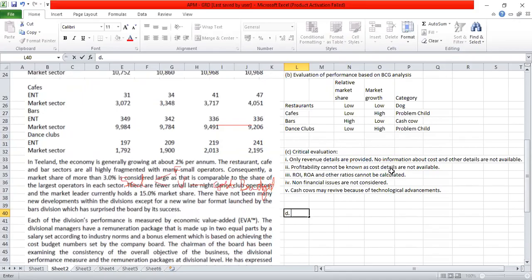But when we have categorized these units, two of them are problem child. Problem child have scope for growing. If they want to grow along with the growth in the market, they should put in additional investment. So out of the 4 units, 2 units require additional investment. But on the other hand, according to cost budget, they cannot keep on spending money, but they should focus on saving money. So that's contradicting in nature.